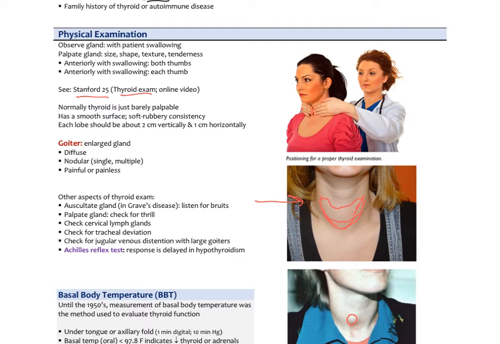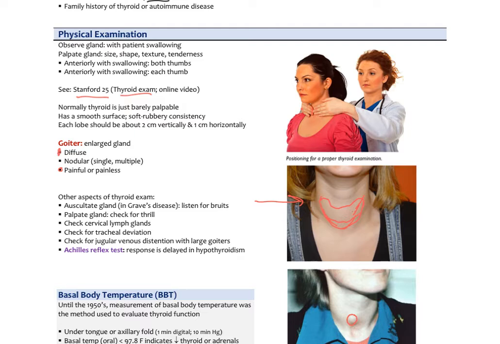Again, any enlargement would be a goiter, and we want to differentiate, is this diffuse across the whole thyroid? Is it nodular? And also, is it painful or painless? Because most of the autoimmune thyroiditis, like Hashimoto's and Graves', is usually painless, but a thyroid infection is typically painful. Another helpful thing is to have the patient swallow while you're doing this, and that way the thyroid will move up and down, and that makes feeling any potential nodules more likely.